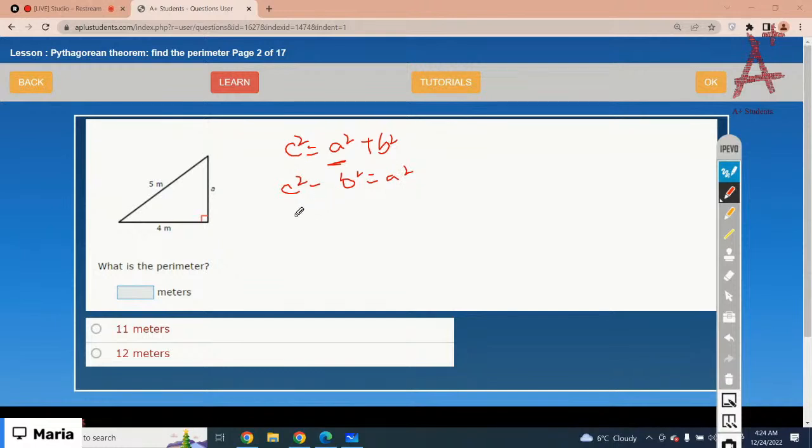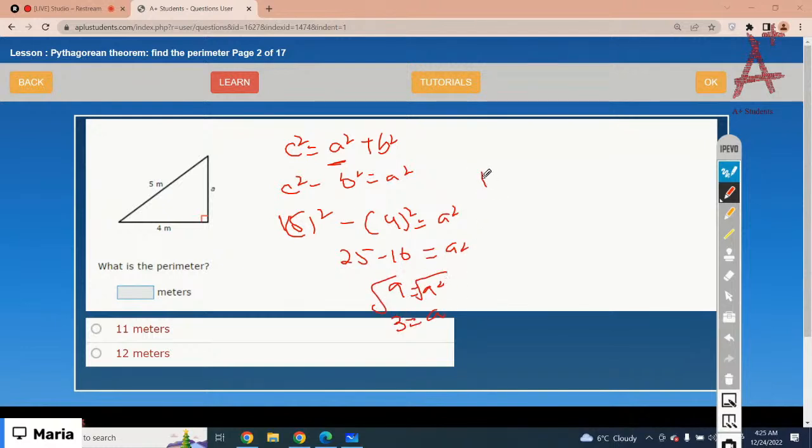Got it? C is 5 square, b is 4. 5 square is 25 minus 16, that equals 9. Got it?